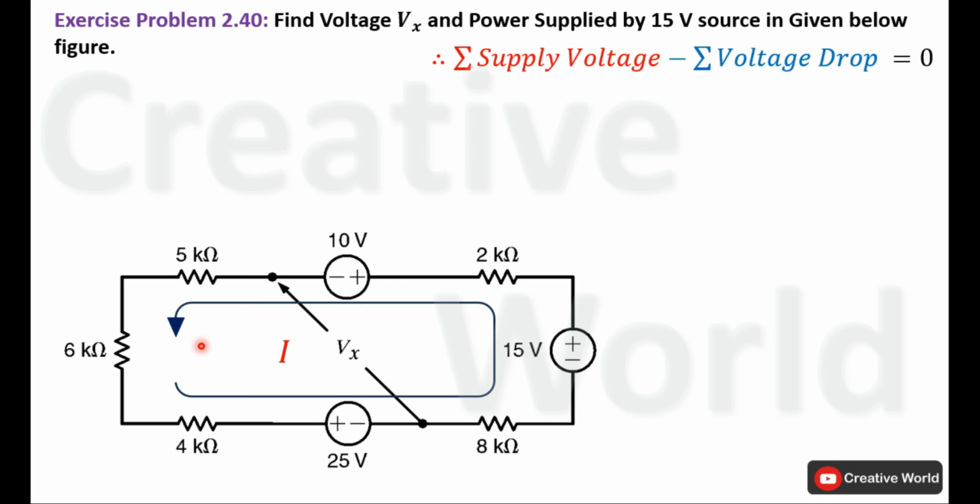Now make polarity notations across resistive elements according to the assumed direction of current. Current entering terminals will be taken with positive sign and current leaving terminals will be taken with negative sign, according to the passive sign convention theory. Write the KVL equation of this closed loop.